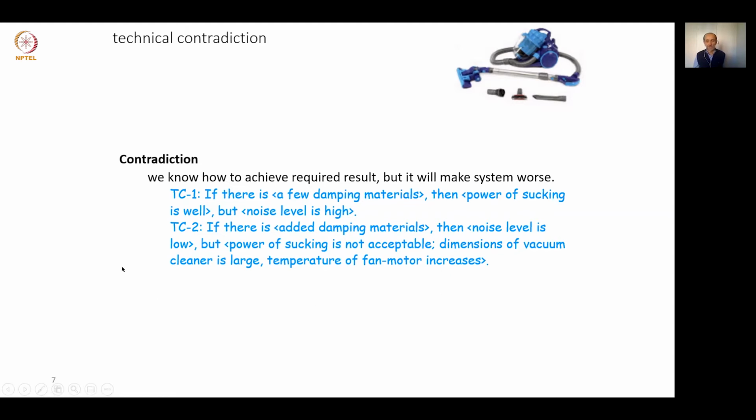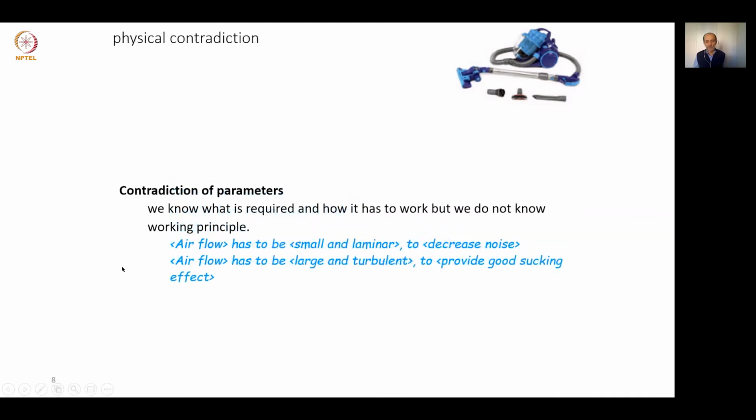When we continue to study this situation, we arrive at the physical contradiction level, or contradiction of parameters, when we know what is required and how it has to work, but we don't know the working principle. From the point of view of physics, why do we have a lot of noise? Because our airflow is turbulent. It is large and turbulent. A large and turbulent airflow produces a lot of noise, but it also produces a good sucking effect. The airflow has to be small and laminar. In this case, it will not be noisy, but the problem is that this small and laminar airflow will not provide a good sucking effect.